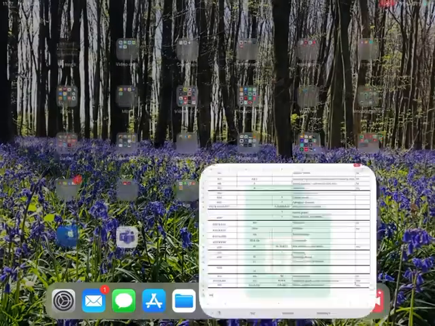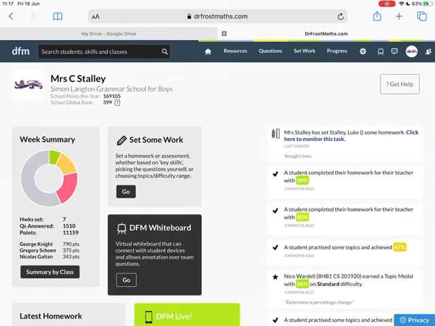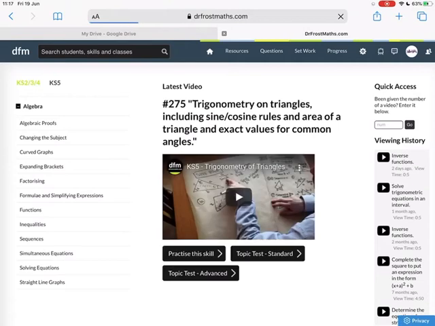Okay, so once you've done that, we need to go into Dr Frost Maths. So we're looking for video 56. So we go into Dr Frost Maths, okay, and there'll be instructions how to log on to that. So when you're on Dr Frost Maths, your front page will look something like that. And we need to go to video 56. So we click on resources at the top here, and that menu appears. You need to scroll down until you see where it says videos, and you click on that.